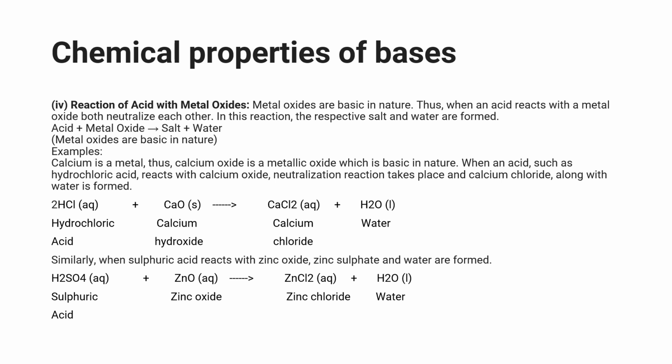Let's look at some examples. Calcium is a metal. Thus, calcium oxide is a metallic oxide which is basic in nature. When an acid such as hydrochloric acid reacts with calcium oxide, a neutralization reaction takes place and calcium chloride along with water is formed. Similarly, when sulfuric acid reacts with zinc oxide, zinc sulfate and water are formed. Here are some reactions.